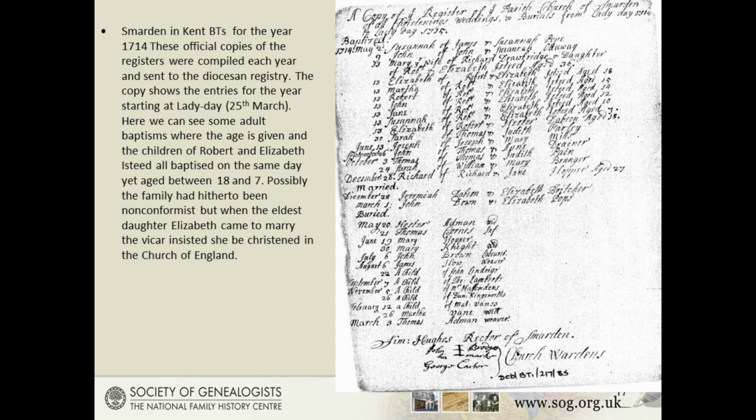Here is the relevant entry for the Isted family in the Smarden Bishop's Transcripts. As you can see, the Isted children, christened on the 13th of May, range in ages from 18 down to 7, with an older married sister, Mary Drawbridge, also baptised as an adult. We can only speculate as to why this family group were baptised so late. Perhaps the family had dabbled with nonconformity in earlier years, or the vicar, noticing that Mary hadn't been baptised, ensured she and her younger siblings were sorted out. Perhaps Elizabeth was intending to marry and was required to be baptised.